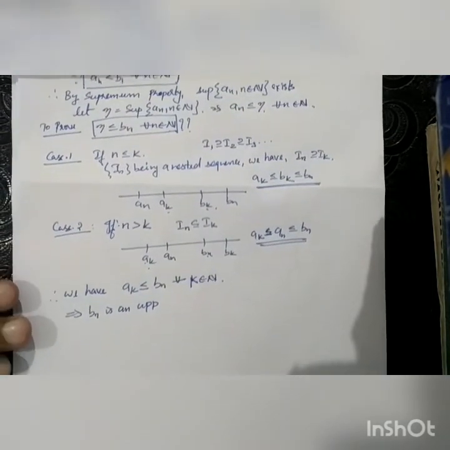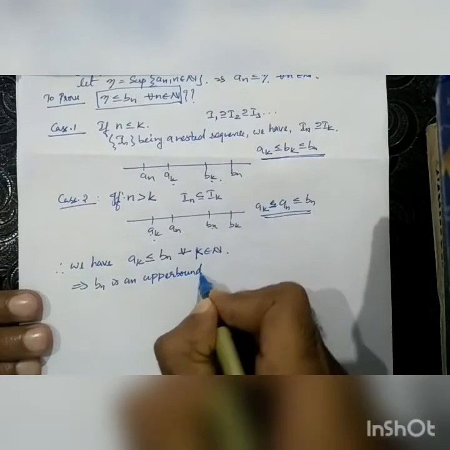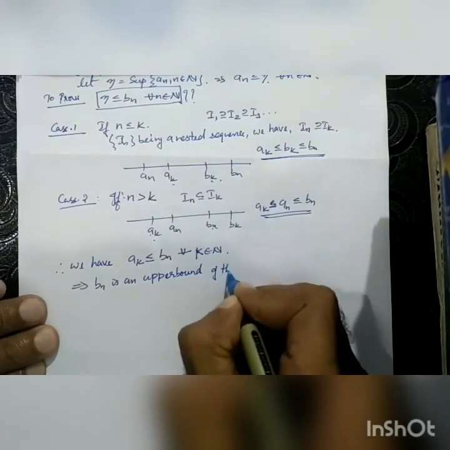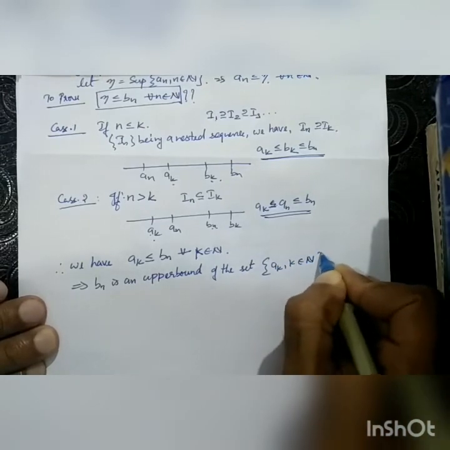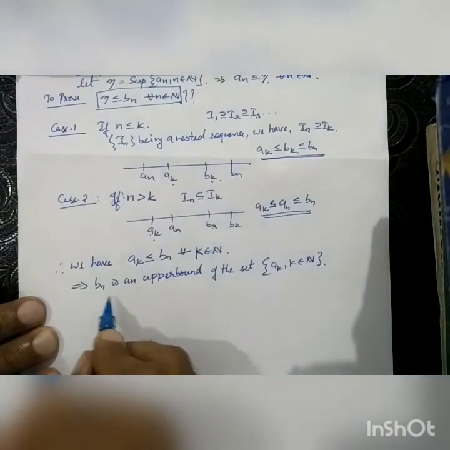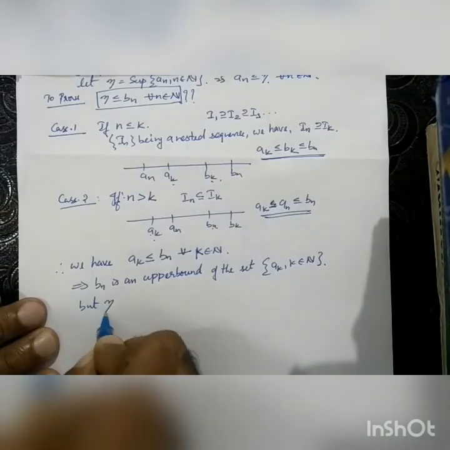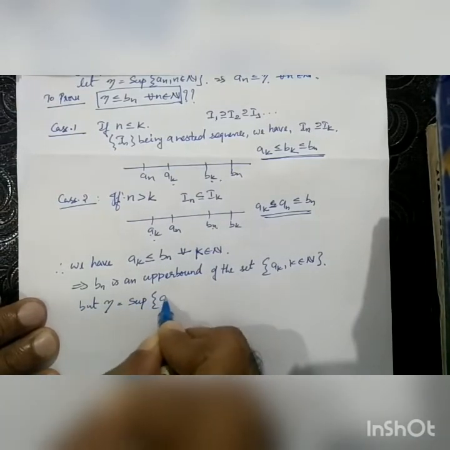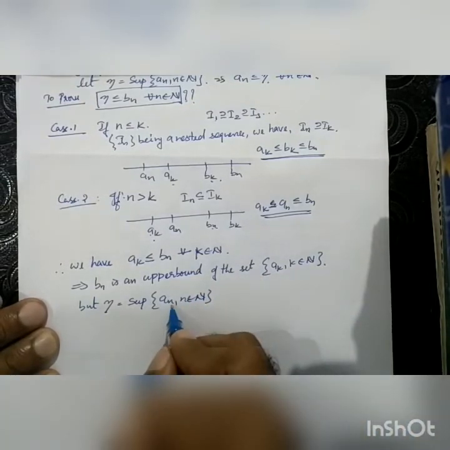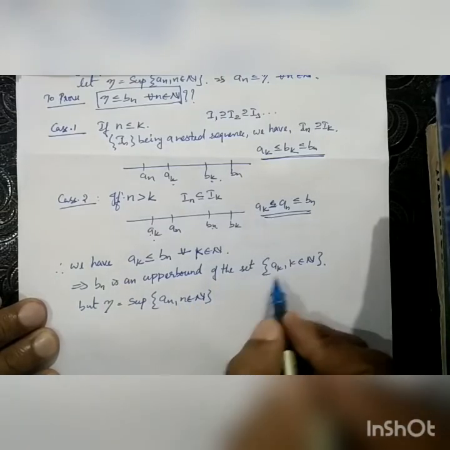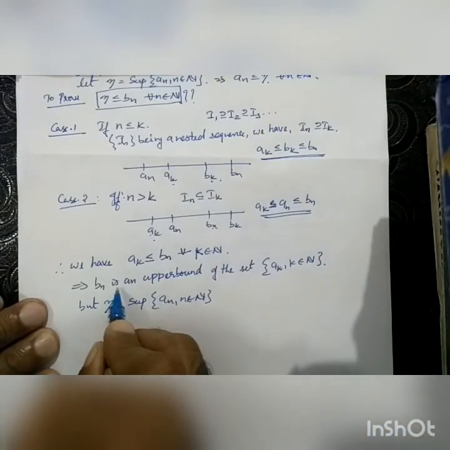So this implies bn is an upper bound of the set {ak}, where k belongs to the set of all natural numbers. But eta is the supremum of {an}, n belongs to the set of all natural numbers. See, both these sets are actually the same; we have just replaced n and k. Here k is a natural number, here n is natural, so both are the same. Here eta is the supremum of this set, and bn is an upper bound of this set.